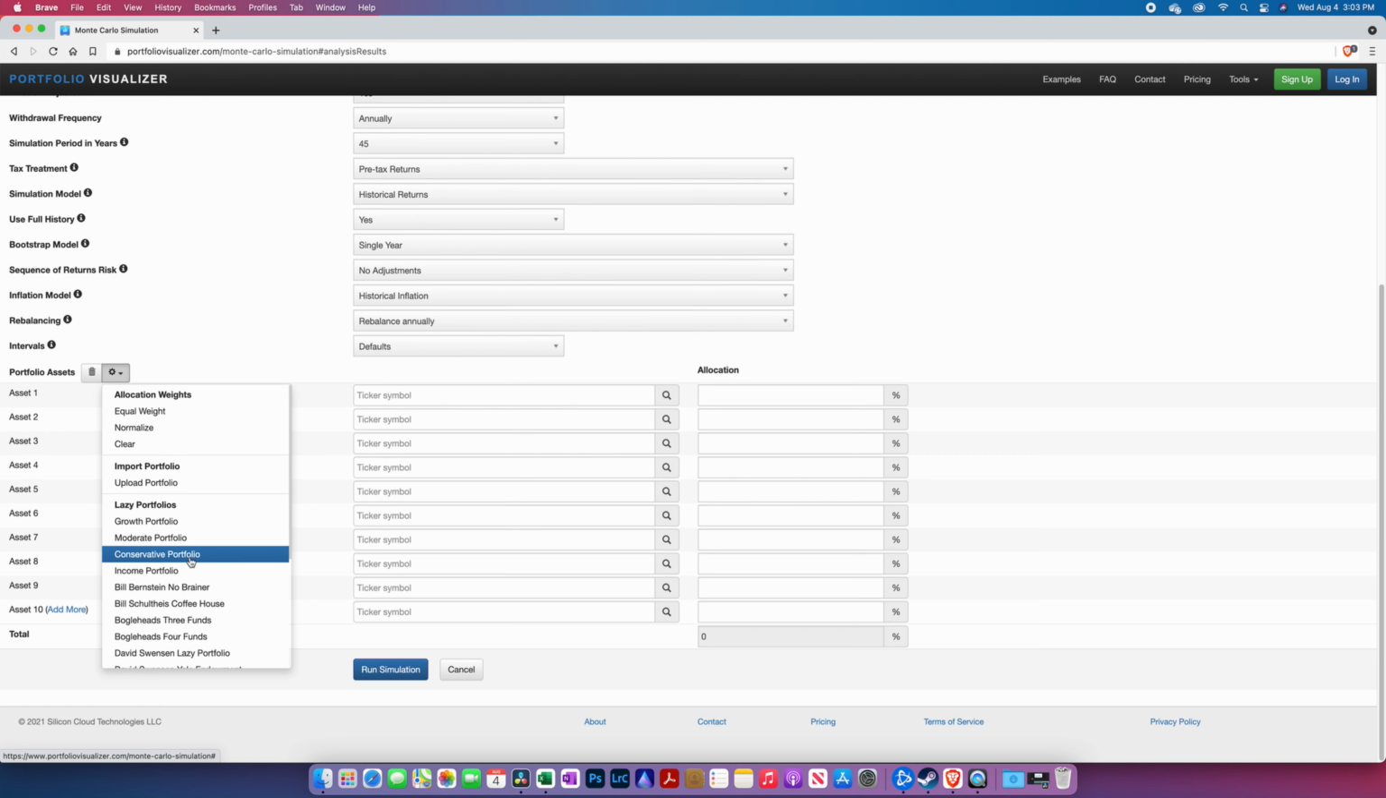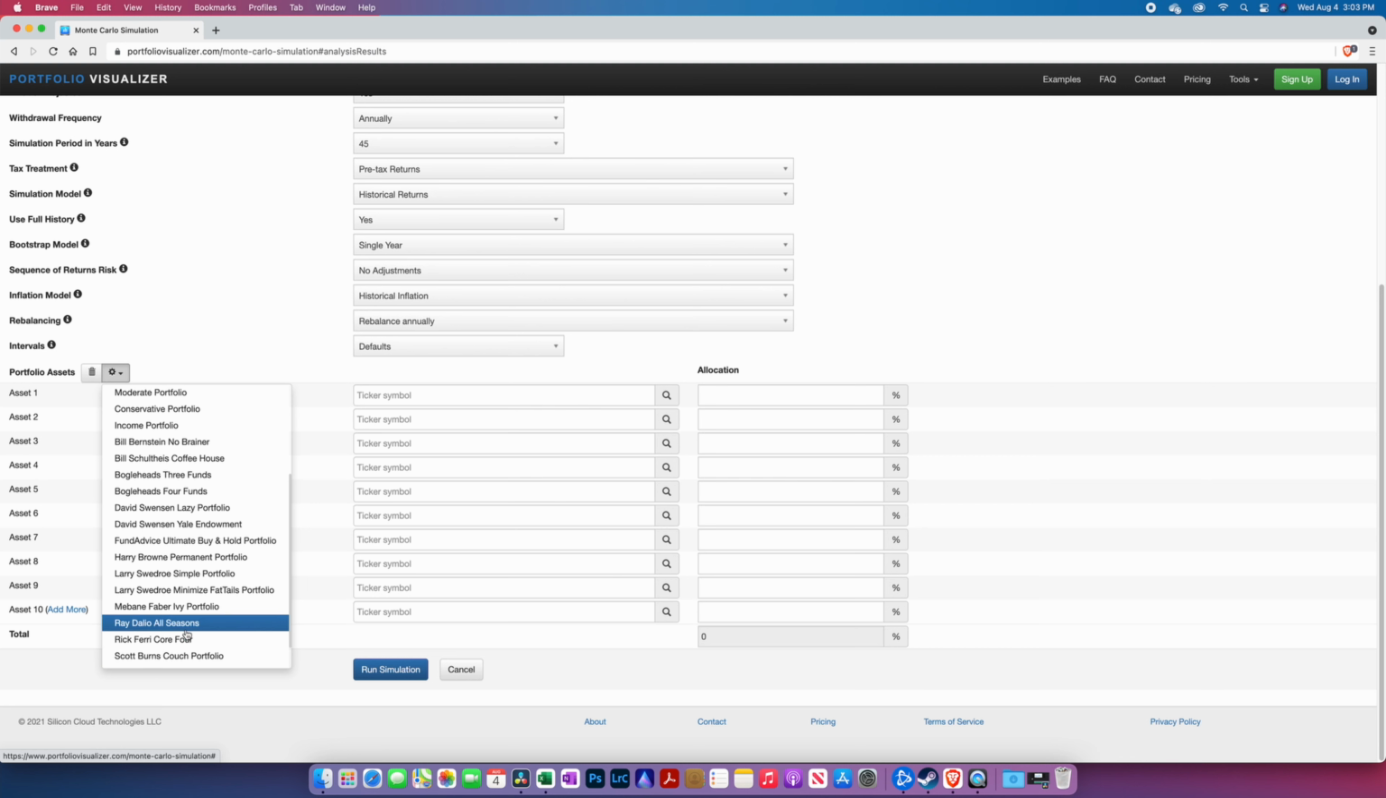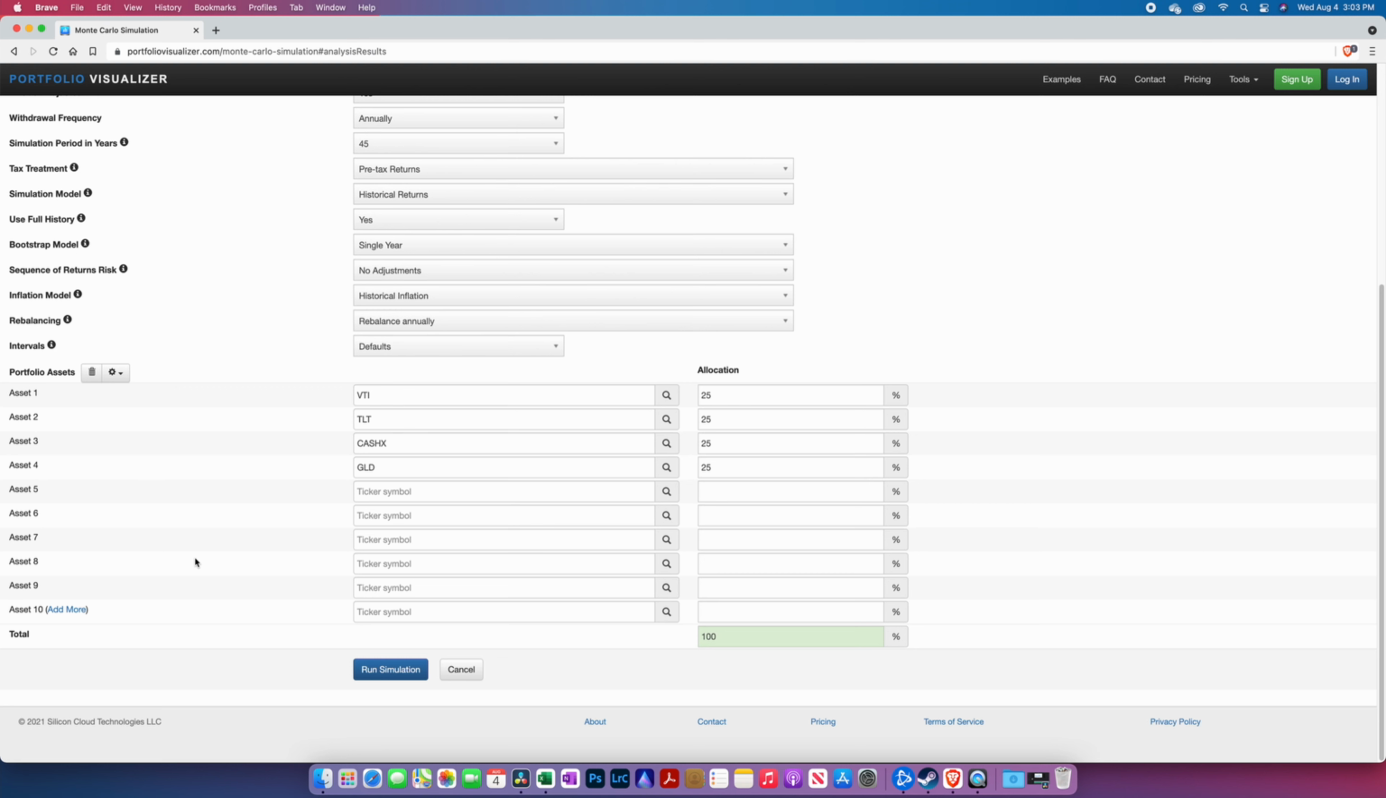For example, there's Harry Brown's permanent portfolio. There's Ray Dalio's all seasons or all weather portfolio. You've got Rick Ferri's Core 4, and so on and so forth. If you were to click on one of these lazy portfolios, it'll fill in the right symbols and give you the specific allocation. But like I said, we're not going to do that.